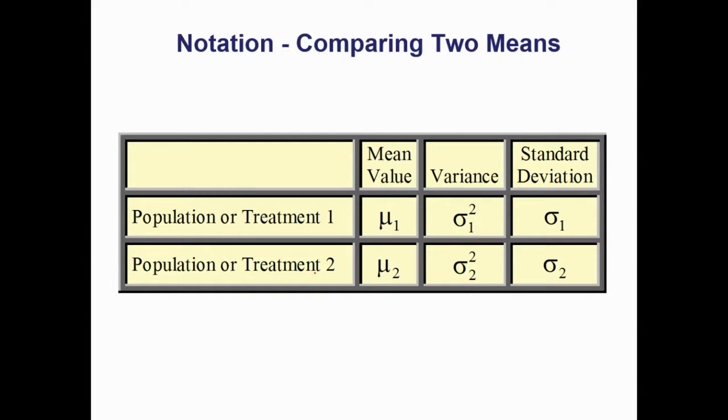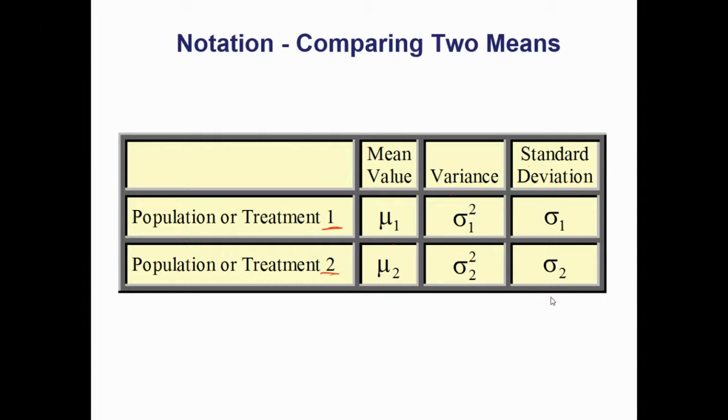So, for our notation, if we have two different populations, let's call them population 1 and 2. The mean would be, if it's population 1, mu sub 1. Population 2, mu sub 2. And then similar story for variance and standard deviation. This is the variance of population 1, variance of population 2, etc. That's for populations.